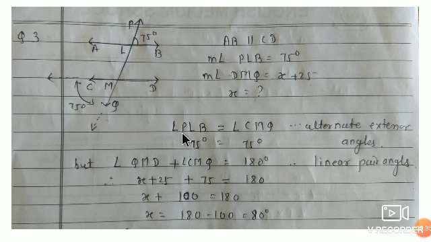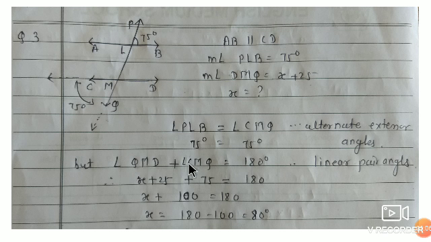Here the angle PLB and the angle CMQ are alternate exterior angles. Therefore their measures are equal, they are congruent. So CMQ is also 75 degrees. But the angle QMD and the angle CMQ are angles in a linear pair, so their sum is 180 degrees.